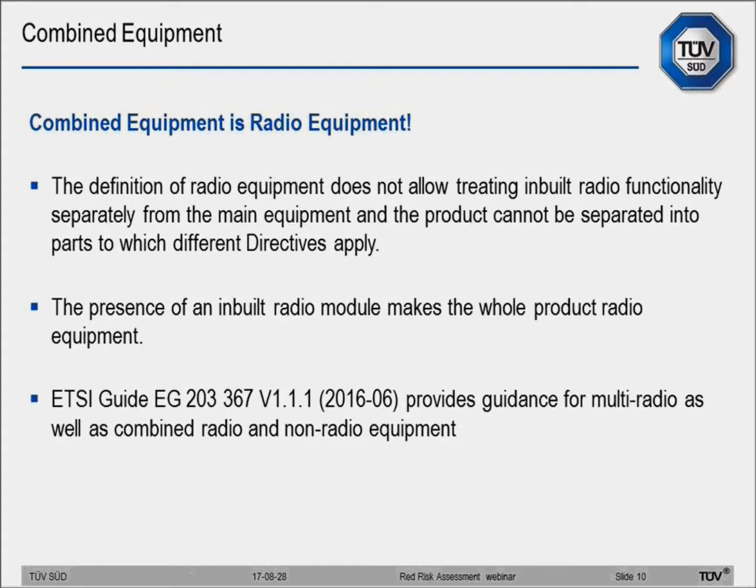Combined equipment is radio equipment. The definition of radio equipment does not allow treating inbuilt radio functionality separately from the main equipment. The presence of an inbuilt radio module makes the whole product radio equipment. This means that if, for example, an off-the-shelf radio module is integrated in a non-radio product, then the overall final product effectively becomes radio equipment and is subject to the RED.